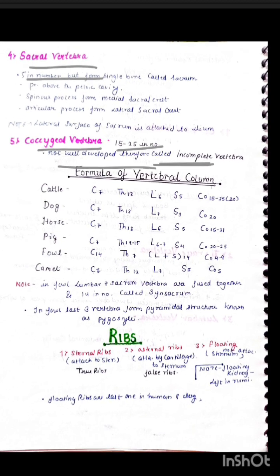And the formula of the vertebral column we can see here. This is a very important formula. It comes up many times in exams and PYQs: what is the formula of the vertebral column? You do not have to learn all these formulas. You just have to mark some specific formulas, for example cattle, horse, and fowl. These 2 or 3 formulas are very important, so if you learn them.